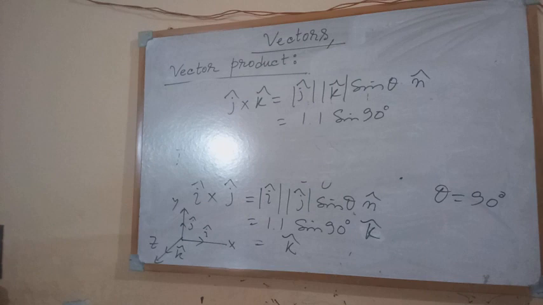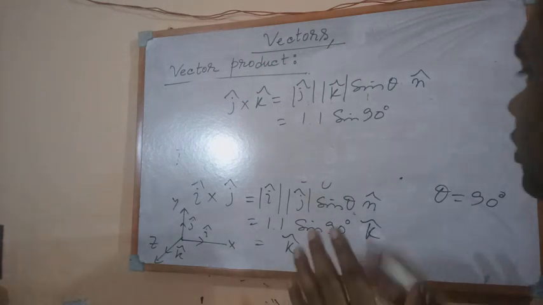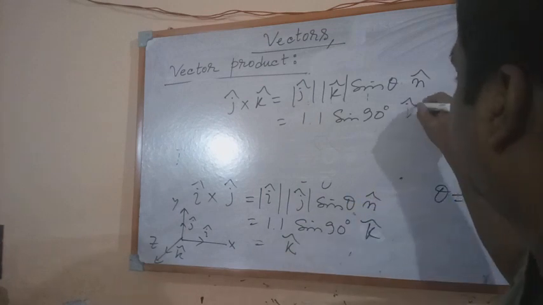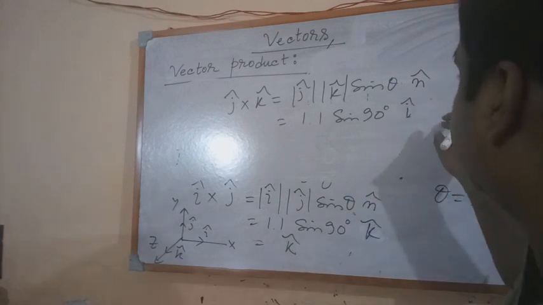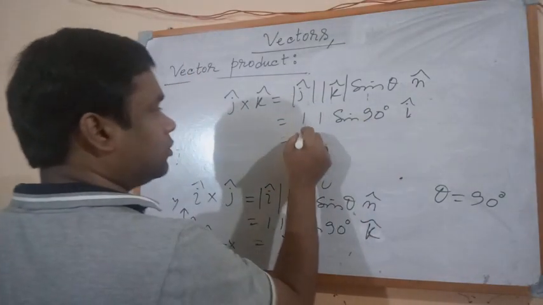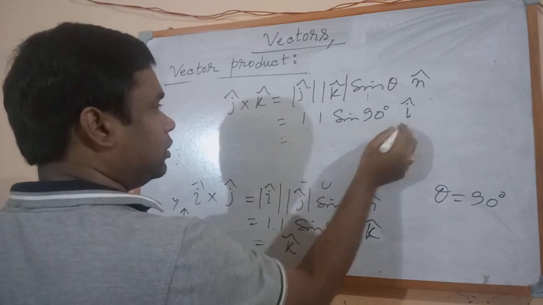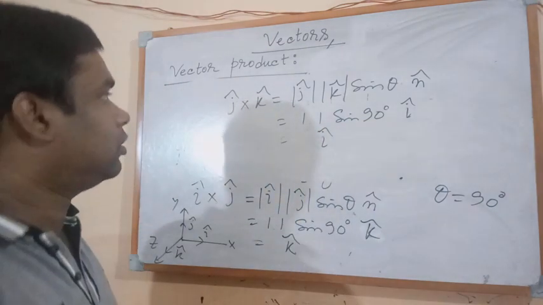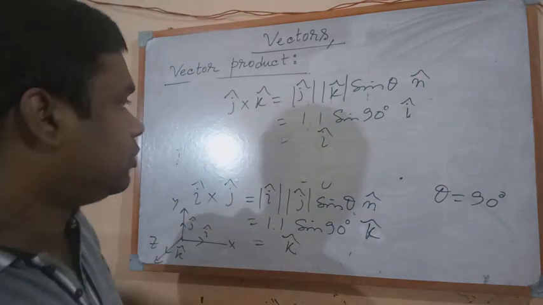The direction is indicated as I cap, that is along the x axis. So we are taking I cap instead of n cap. So sine 90 is 1, so 1 into 1 into 1 into I cap. So j cap cross k cap equals I cap.